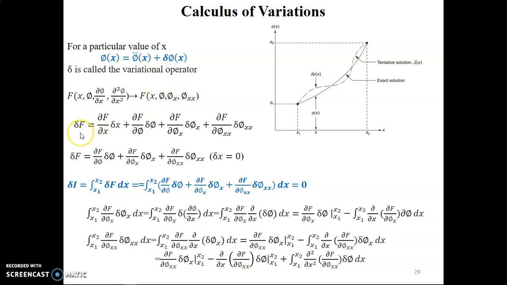Now a change in the value of this function can be represented as the partial derivative of f with respect to x into del x, plus the partial derivative of f with respect to the field variable into del of the field variable, the partial derivative of f with respect to phi x into del phi x, and the partial derivative of f with respect to phi double x. So we will be getting this expression.